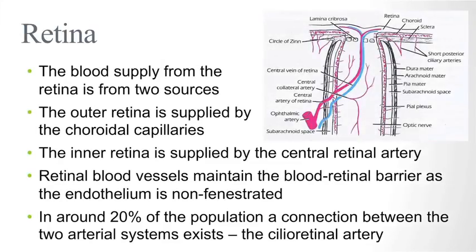The blood supply of the retina is from 2 sources. The outer retina is supplied by the choroidal capillaries. The inner retina is supplied by the central retinal artery.